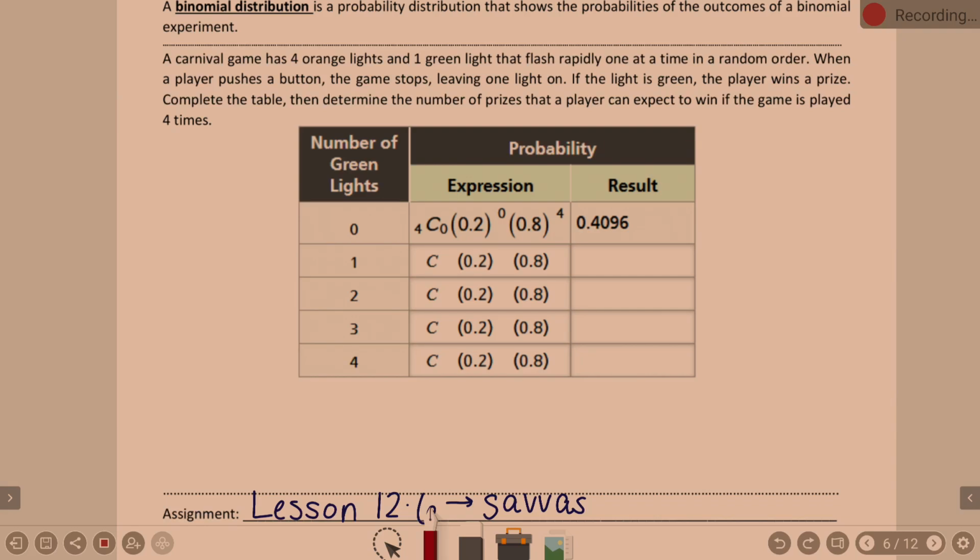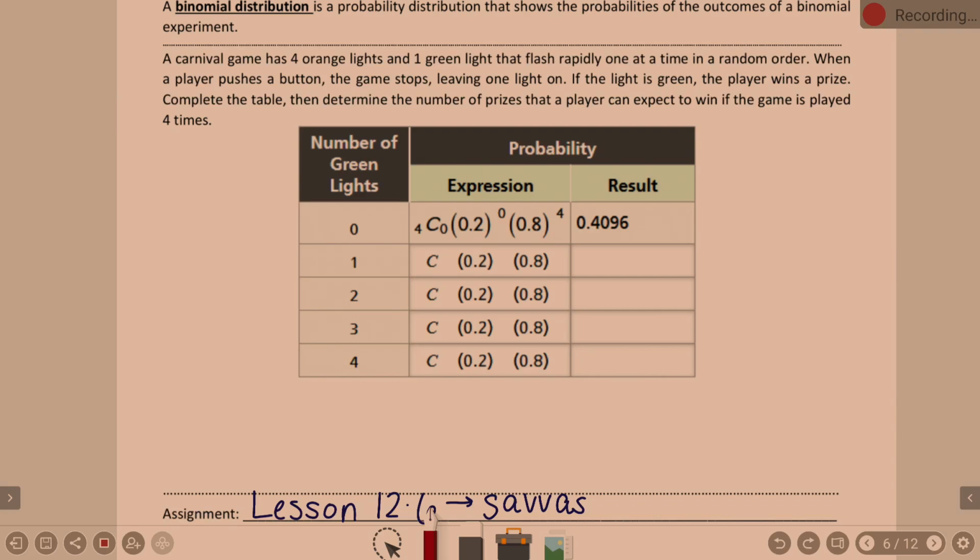Okay. We're looking at the probability of the number of green lights left on. There's 4 orange lights and 1 green light. They push the button, the game stops, leaving a light on. If the light is green, the player wins a prize. The game is played 4 times. So, let's look at this. Out of those 4 times, what's the chance they're going to get no green lights if they play this game 4 times? Notice the binomial probability here, yes?